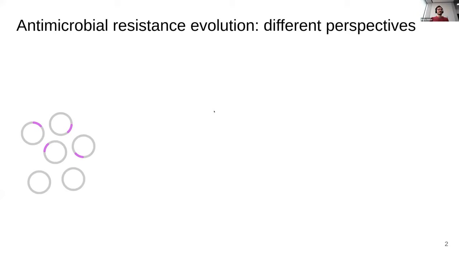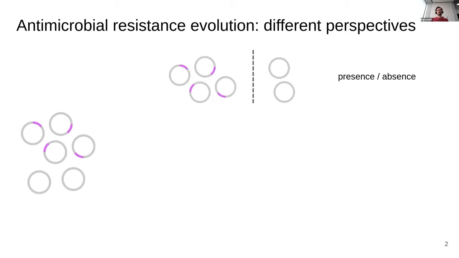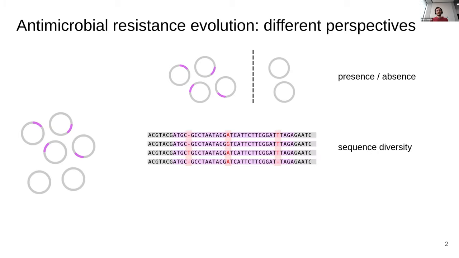So to introduce it a bit, let's say that I have a set of isolates, maybe of plasmids, that contain some cassette that maybe provides antimicrobial resistance. And I'm interested in studying the evolution and the spread of such resistance. There are different ways in which I could go about it. One could be stratifying my sample by presence and absence of the resistance cassette. But then I could also take the sequence of my cassette and try to align it and see variation amongst the isolates, maybe to study sequence evolution.